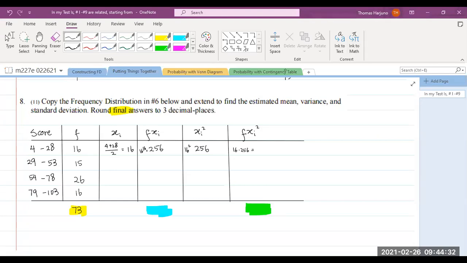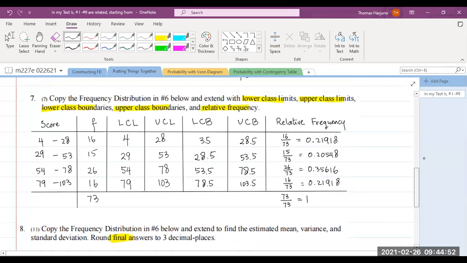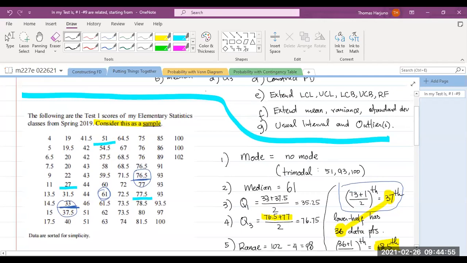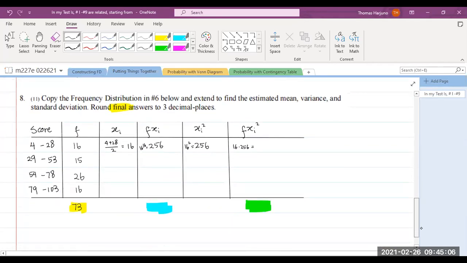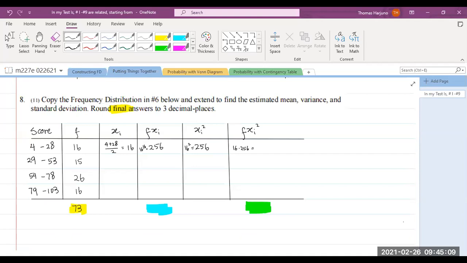Do we do sample or population? Anybody can help me? Will we do this as a sample or population? Yeah, if you see the recording I showed you earlier, consider this as a sample. Yeah, from the question, it specifically says consider this as a sample. So we will do it as a sample. Okay, let me give you 10 minutes.